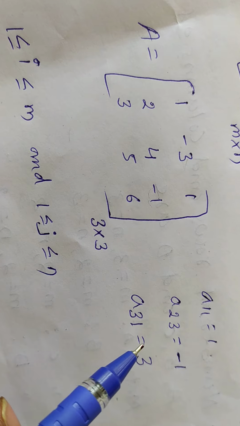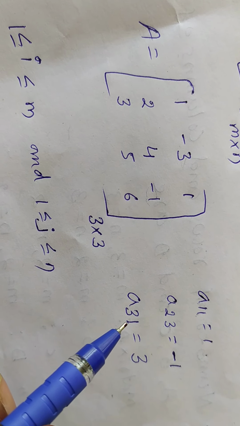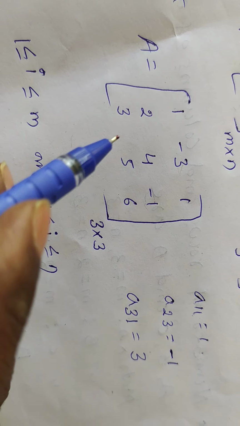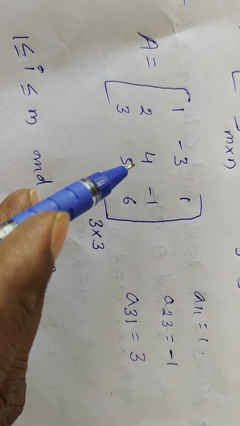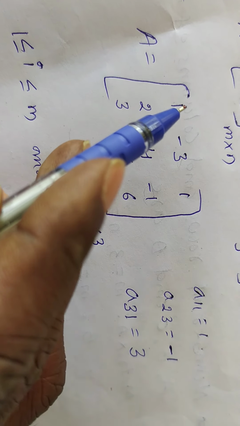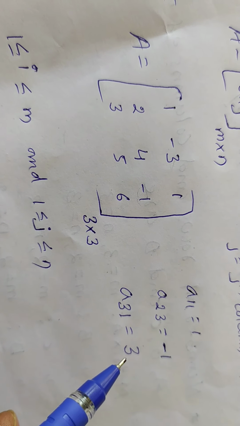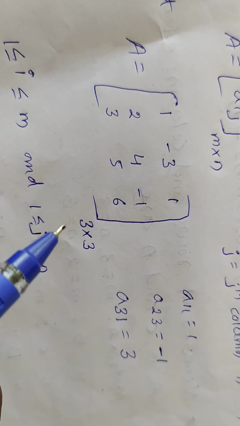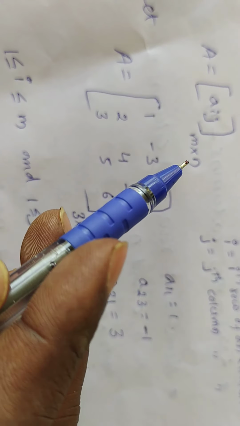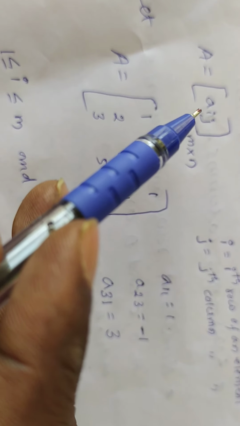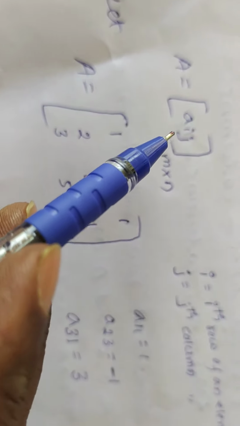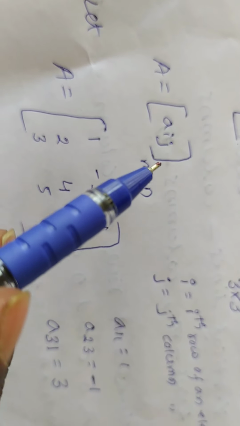And also i equals 3, j equals 1, that is third row, first column, which is 3. And its order is 3 cross 3. So m cross n means 3 cross 3, and Aij tells which row and which column that particular element belongs to.